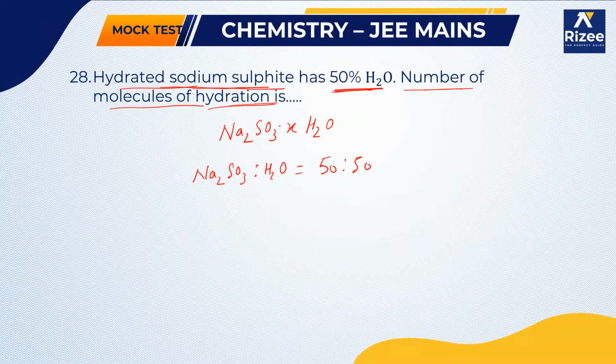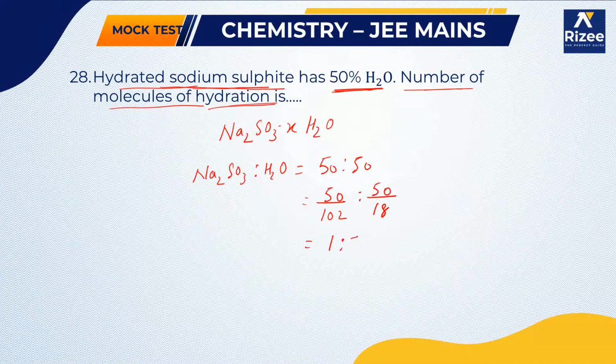So what is the number of moles we can write? 50 by the molecular weight of Na2SO3. After calculating the molecular weight of Na2SO3, you will get 23 into 2 is 46 plus 32 plus 48, that is nothing but equal to 126. And for water it is 50 by 18. So we can get a simple ratio as 1:7. That means 7 molecules of H2O. So the value of X is equal to 7. So our answer is 7 now.